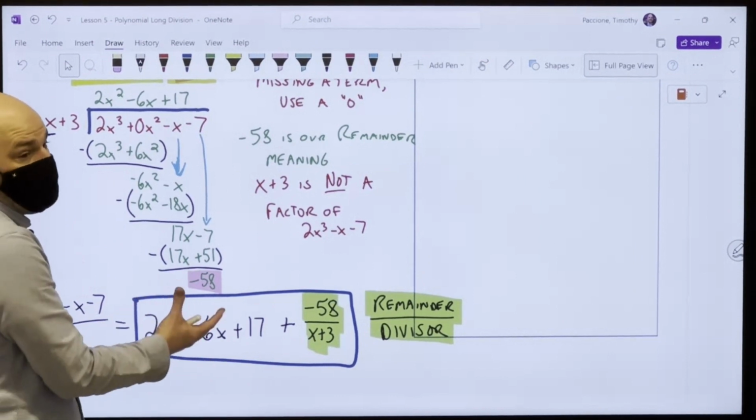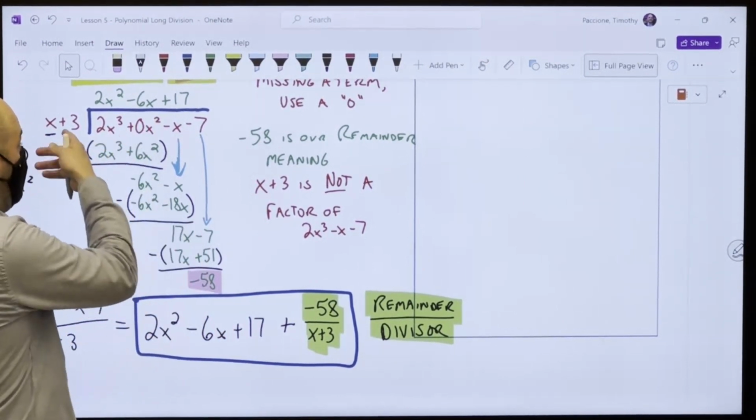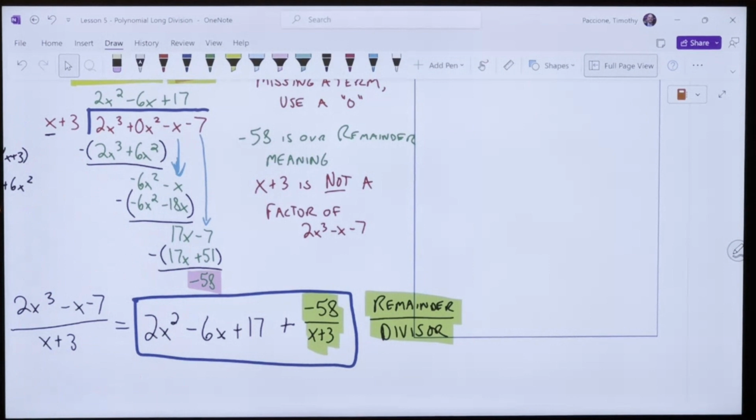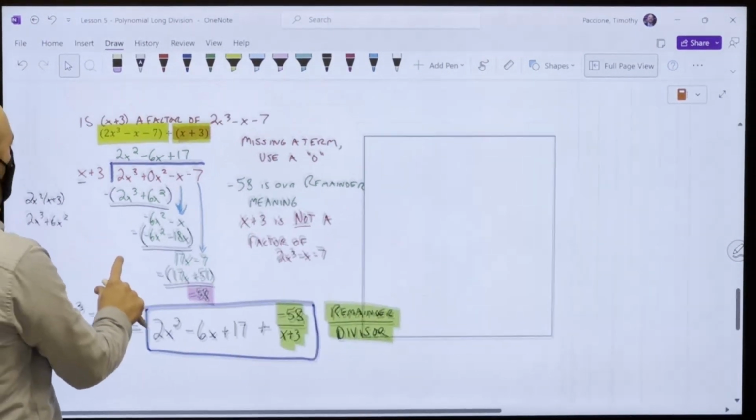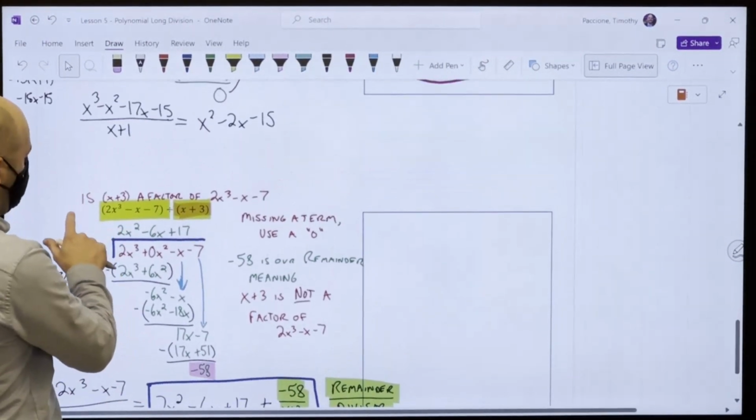And that means it's not a factor. It means that x plus 3 wouldn't give you a good root there. But we're going to get to that part a little bit more. I want to circle back.